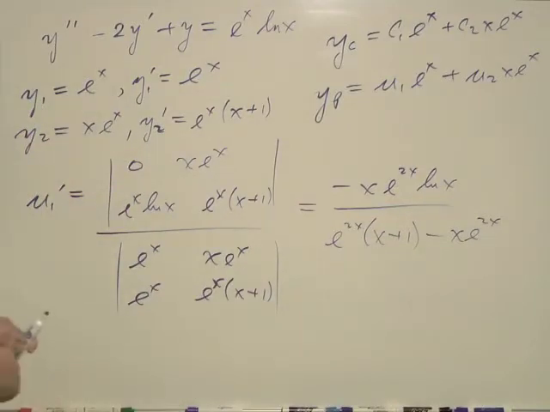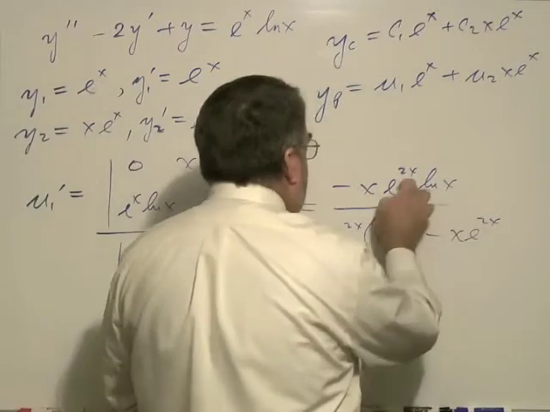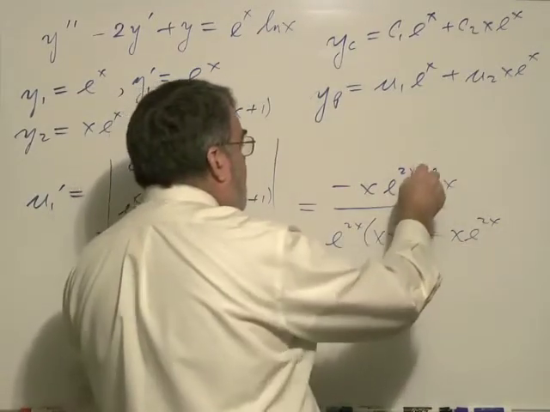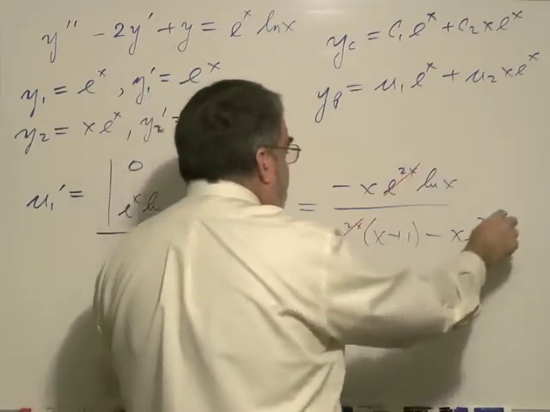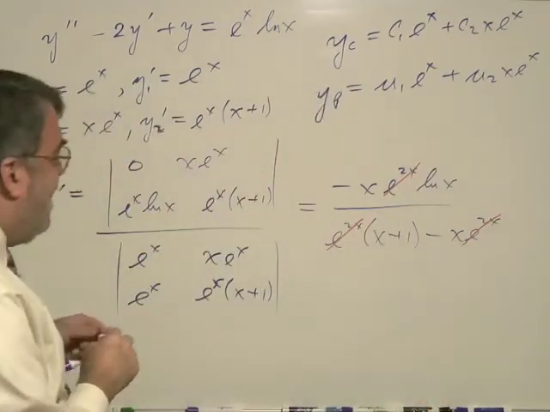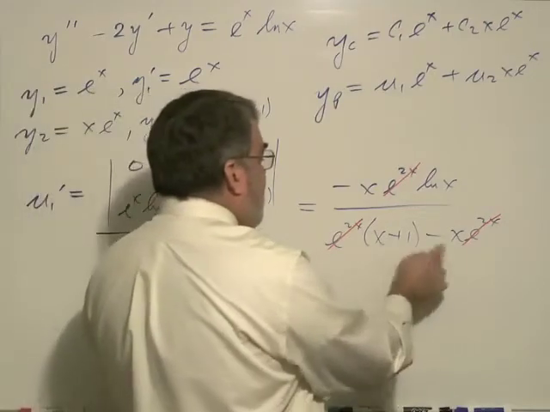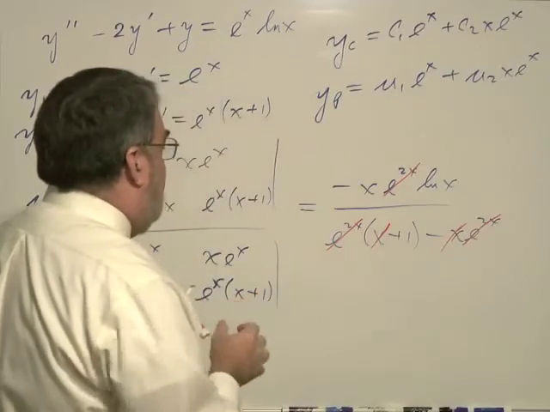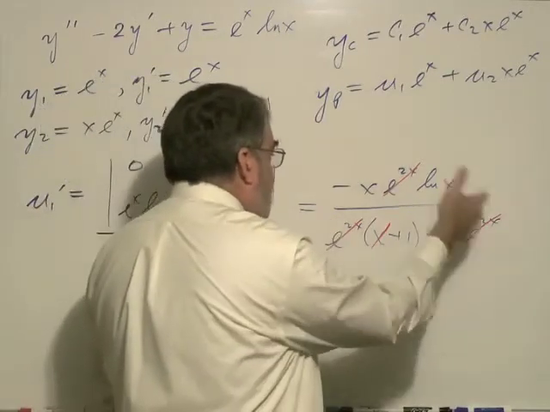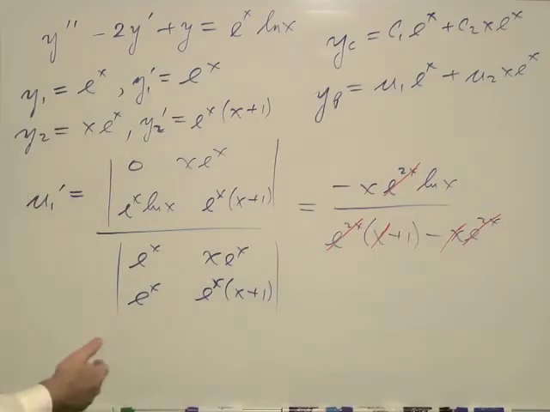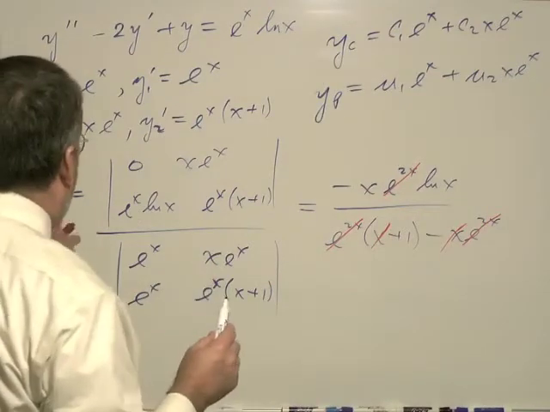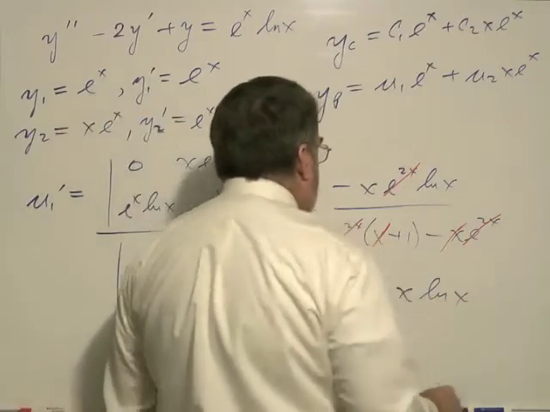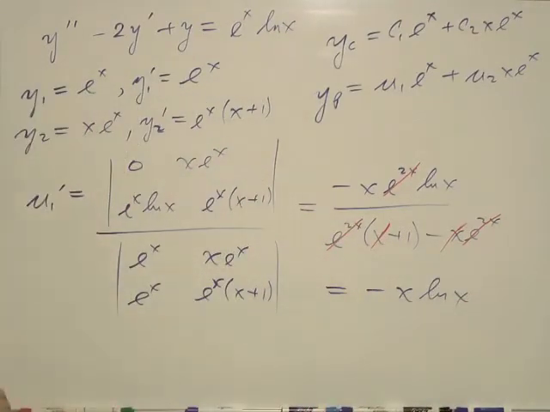If you look inside here, we have e^(2x), and this term, that term, and that term, so we can divide those off. That's pretty nice, isn't it? And we have x minus x. These x's will cancel. After I divide off the e^(2x), my denominator is 1. So u1' is going to be minus x ln x.